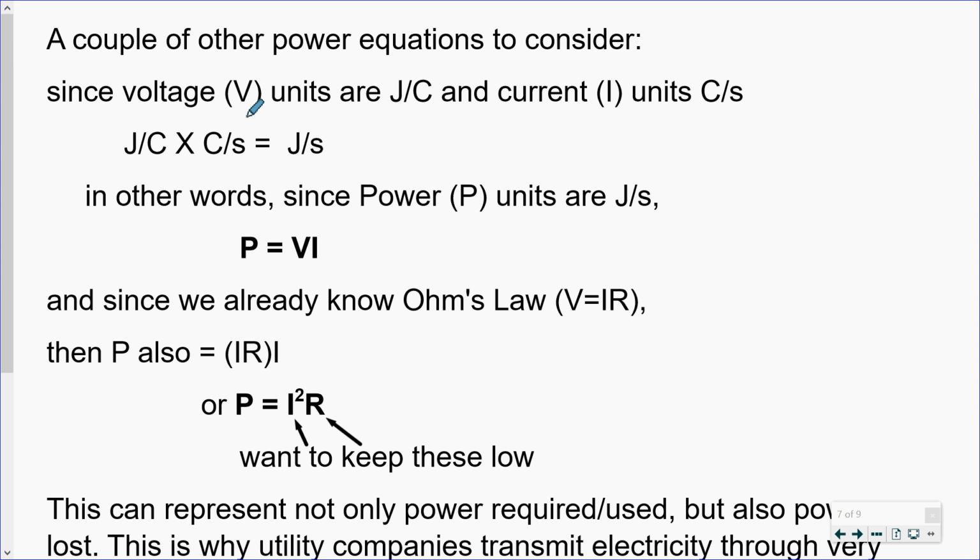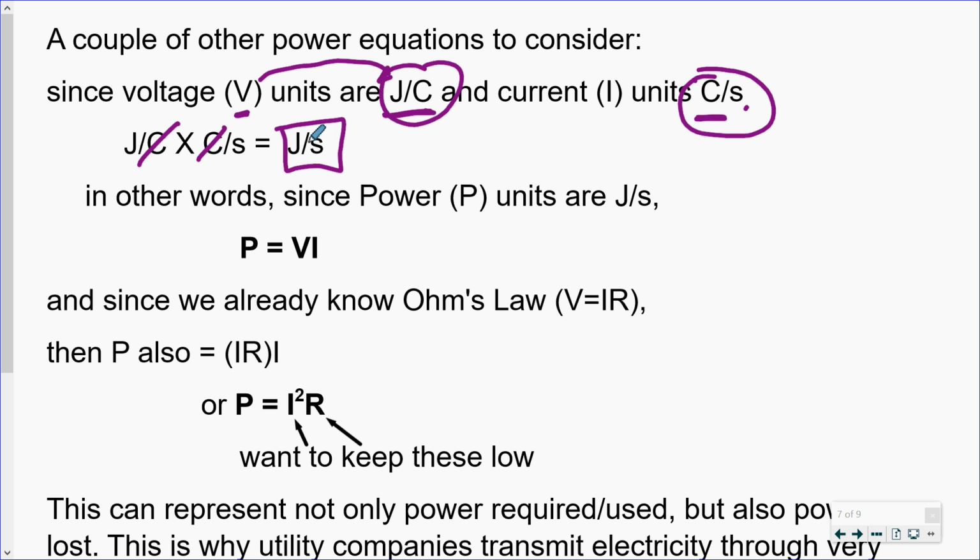So for starters here, what I do have is that we know that voltage is measured in units of volts, but we can also say that volts are the same as joules per coulomb. Current is measured in units of amps, but amps are coulombs per second. So if we take these two and multiply them together, joules per coulomb, coulombs per second, that's what we have here. The coulombs cancel out, and we end up with joules per second.